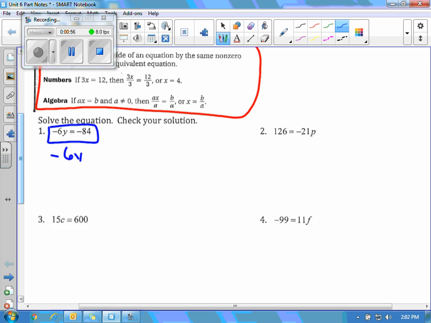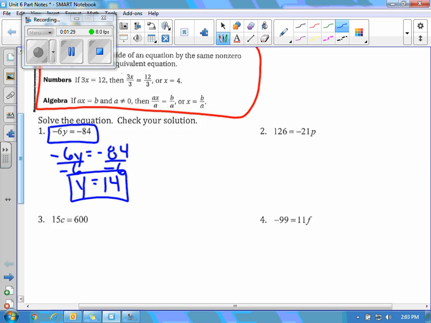So you have negative 6y equals negative 84. On the left side where it says negative 6y, when I have the number right next to the variable, that means I'm doing multiplication. So the inverse operation of that is going to be division. So to solve for y, I'm going to divide both sides by negative 6. The reason why I do that is because negative 6 divided by negative 6 is 1, so I'm just left with y. Then on the right side, negative 84 divided by negative 6 is going to give me positive 14. So that's going to be my solution.